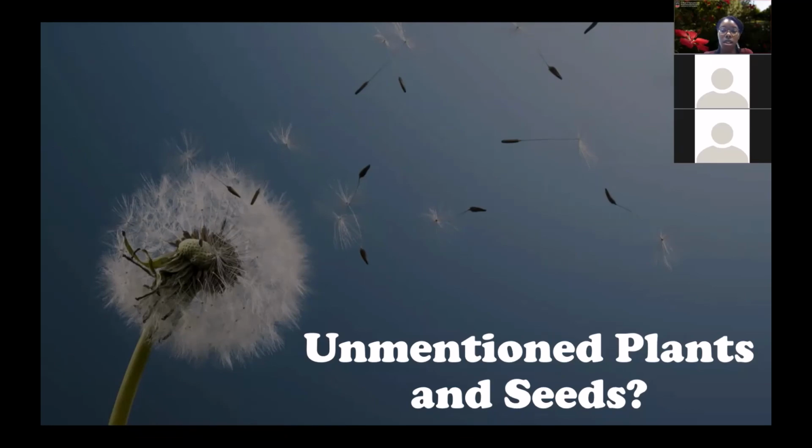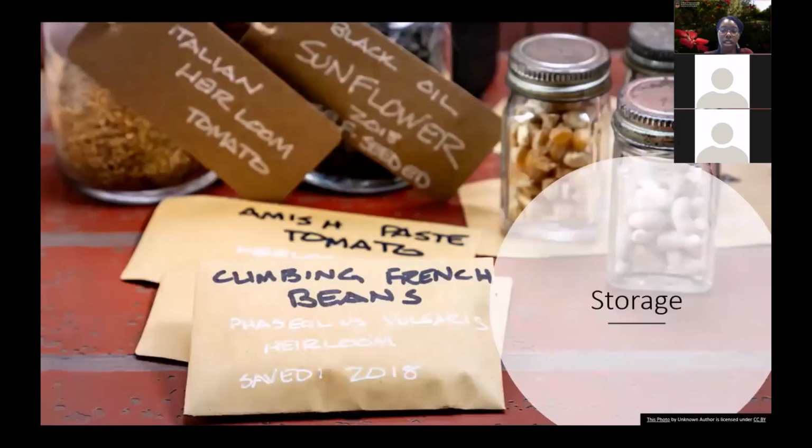All right, so now on to storage. So again, the most important thing with storage is to remember you want your seeds to be in a place that is cool. You want your seeds to be dry. You want their environment to be dry. And if you can help it, you want it to be dark.